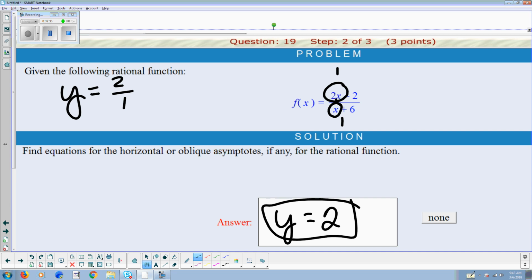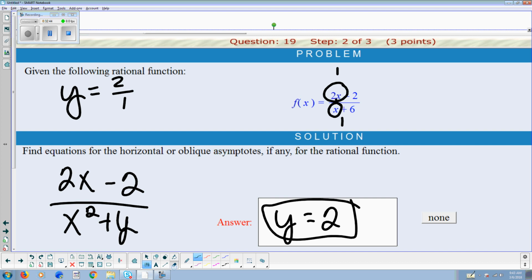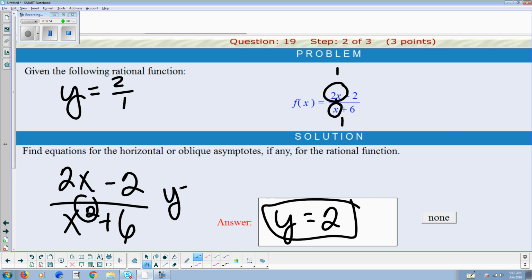When the degree of the denominator is greater, if I had 2x minus 2 over x squared plus 6, if I have the degree in the denominator being greater, then I have an automatic horizontal asymptote at y equals 0, which is right on the x-axis. If the degree of the numerator is greater, you don't have a horizontal asymptote. That's when you have maybe oblique, and you have to do division.